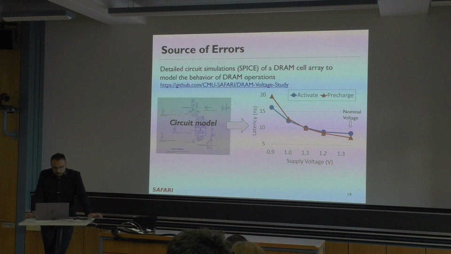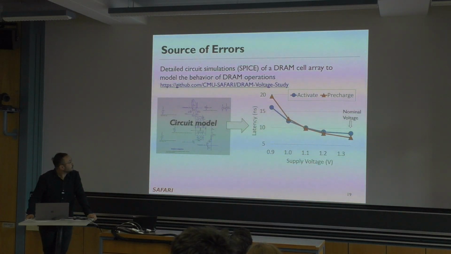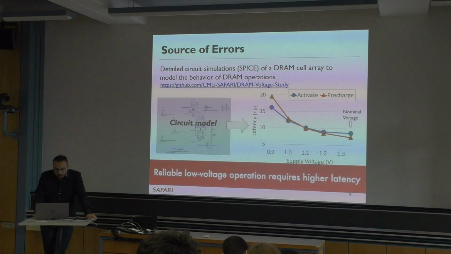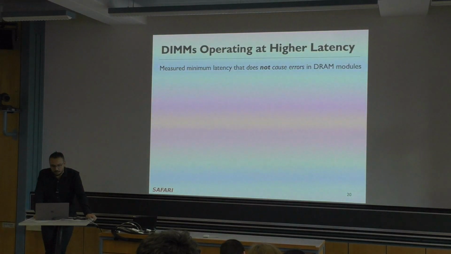To understand the dynamics of this, we step back from the experimental study and do some SPICE simulations to understand the circuit a little bit. Here we have a circuit model where we reduce the supply voltage, and we observe that the activation and precharge operations take place over a larger time window when you reduce the voltage. And we believe that this is the source of the errors that we are observing in the previous plot. So then we go back to the experimental study and test it.